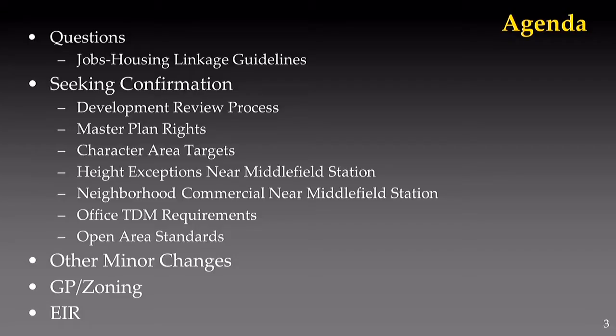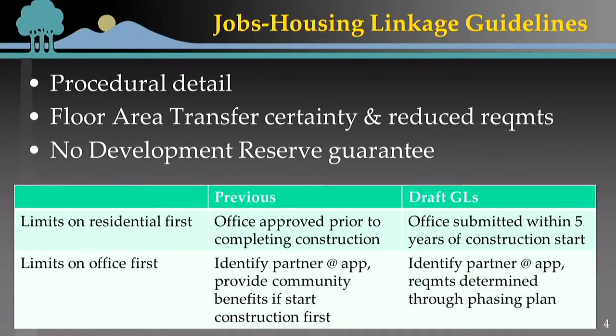In addition, the commission is being asked to make a recommendation on a general plan amendment, a zoning map amendment, and a zoning text amendment. And then lastly, we'll also talk about the final EIR. So the first topic for the commission tonight is on the jobs housing linkage guidelines. Based on council direction, some of the procedural detail in the jobs housing linkage program was removed from the precise plan.